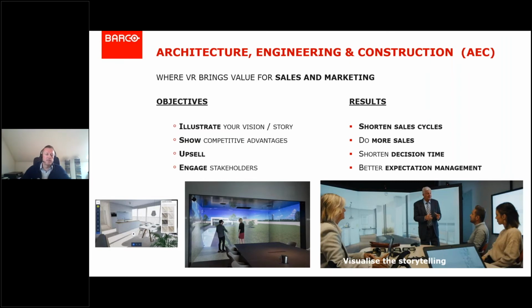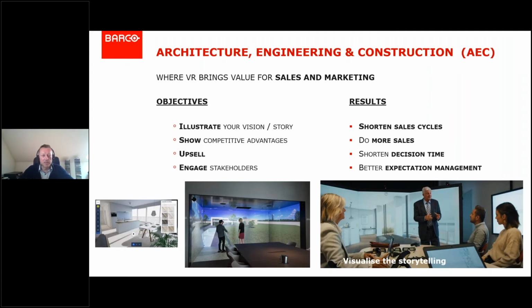The result that we see is that it helps you to shorten sales cycles, because by getting in depth into the virtual environment, people understand more the 3D depth perception and the scale of a certain design. It enables you to have shorter sales cycles, and as such do more sales, and shorten your decision time. Importantly, it also enables better expectation management, because people who are buying your dream, you don't want to disappoint them afterwards.